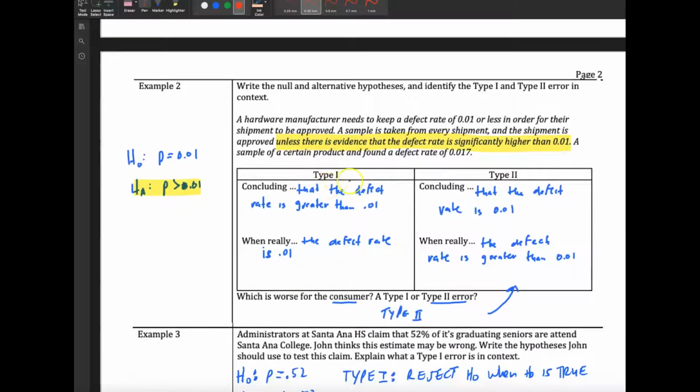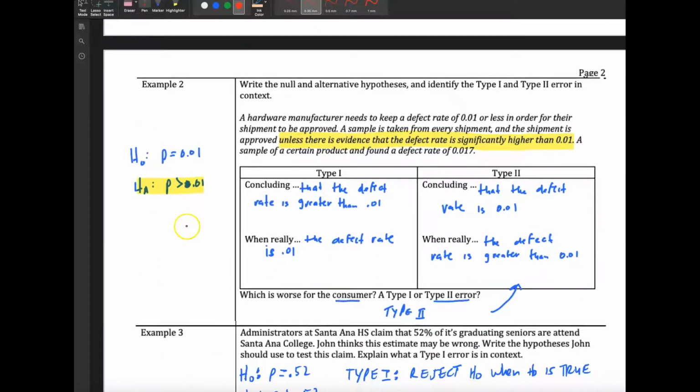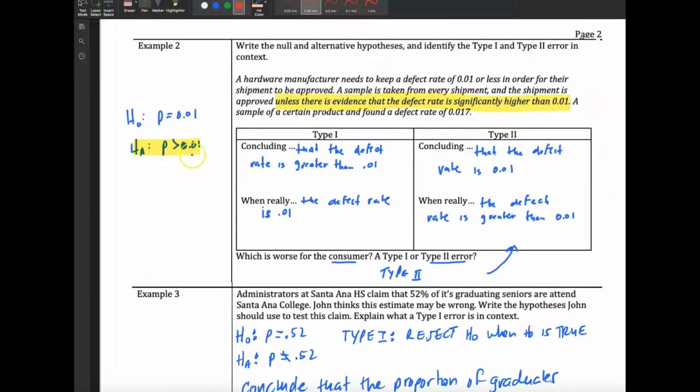Example 2, the proportion here, so looking here, we have the proportions: a defect rate of 0.01, or is it greater than 0.01?